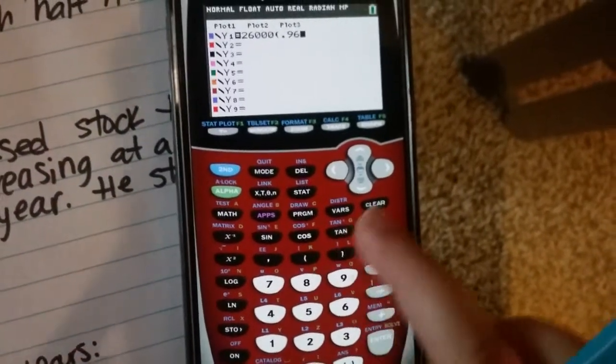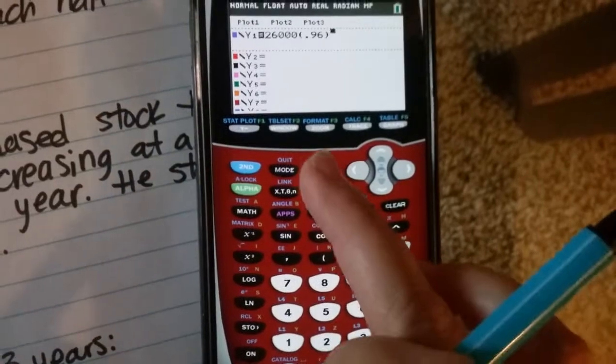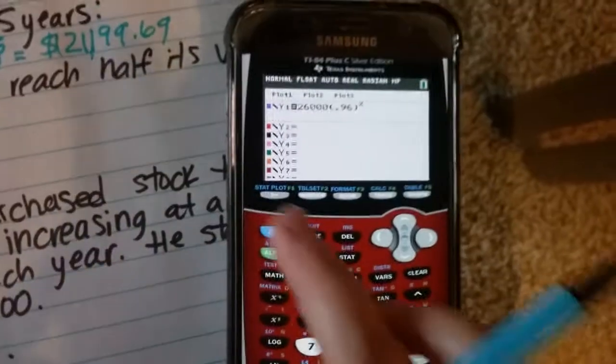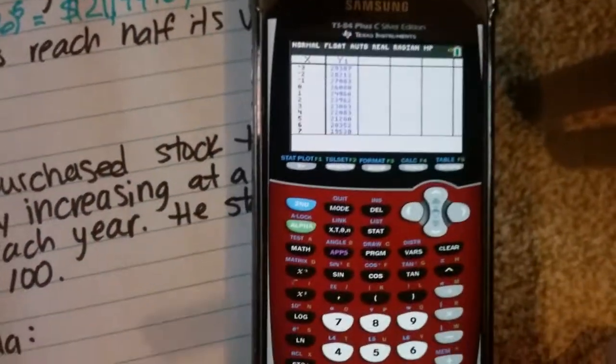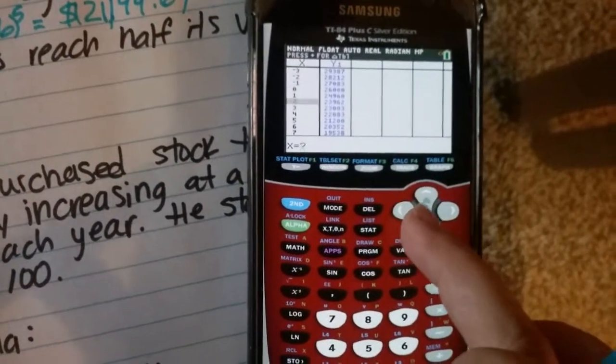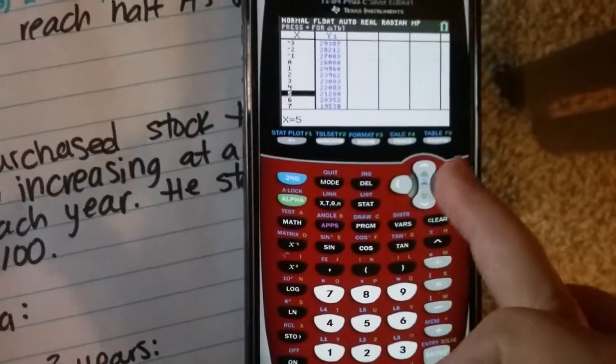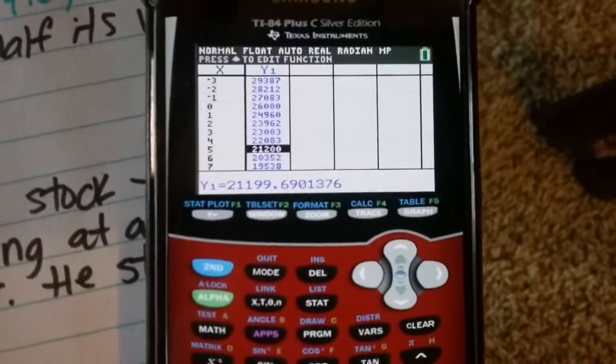So 26,000 times 0.96 raised to the x. And then I can go to my table, and I can see after 5 years, there's that same value, the 21,199.69.